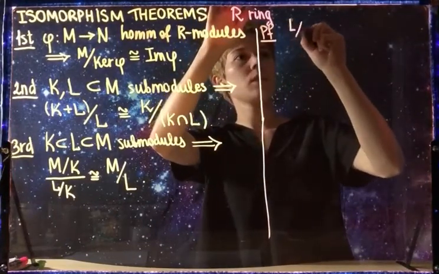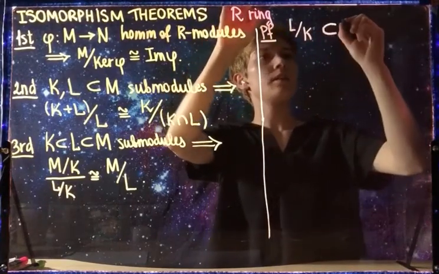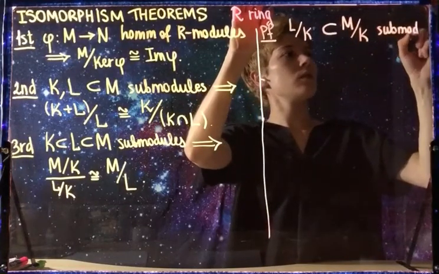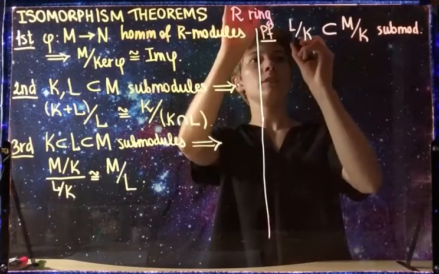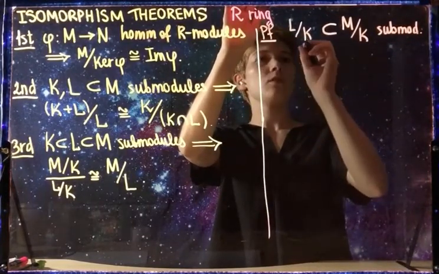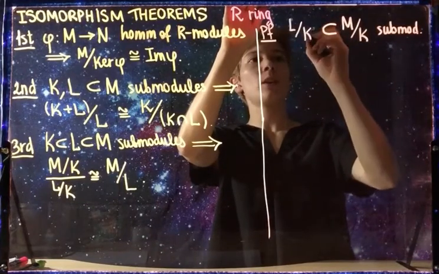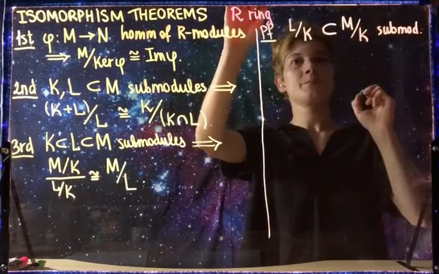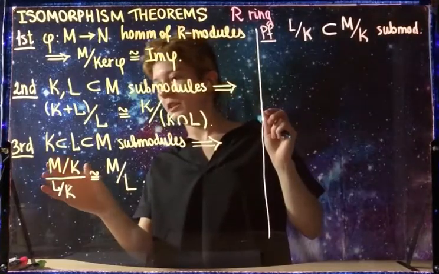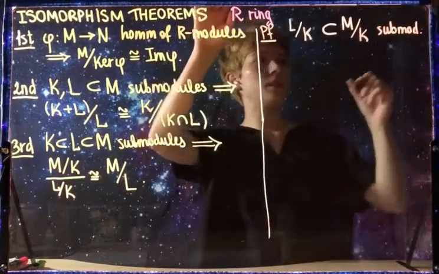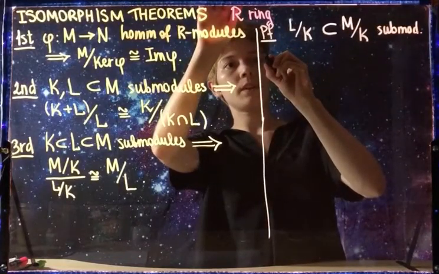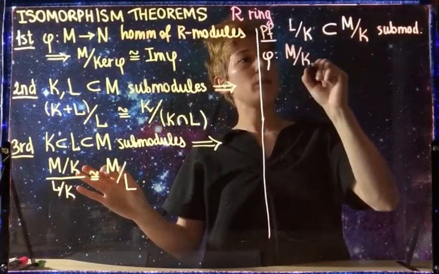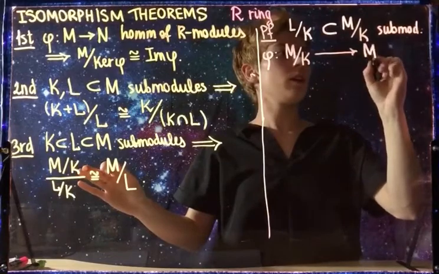So first, observe that L mod K is indeed a submodule of M mod K, because any element that is 0 in L mod K can be represented by an element from K, and so it is also 0 in M mod K. And thus we can write this quotient. So this quotient is well defined. And now I want to define the map phi from M mod K to M mod L.